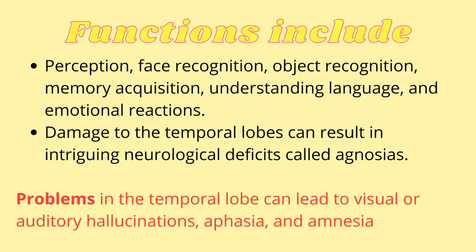Also know that when there is damage to the temporal lobes, this can result in neurological deficits called agnosias, which refers to the inability to recognize specific categories. Like body parts, you can't recognize body parts, you can't tell the difference between colors, you can't tell the difference between the faces of people, you can't differentiate music or smells. So if there is damage to the temporal lobe, you'll see problems such as visual or auditory hallucinations. You would see aphasia and amnesia in patients.